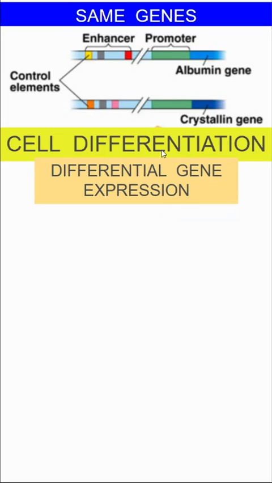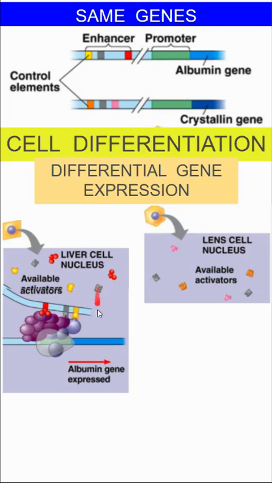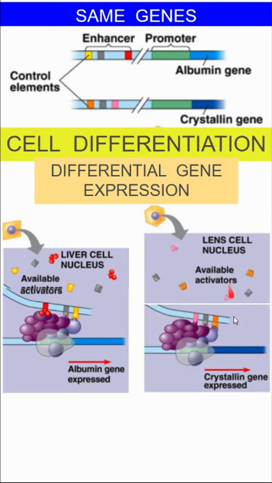So we can have epigenetic changes which turn off certain genes, but ultimately we can also have different gene expression because of available activators. So a liver cell is going to be very different than a lens cell. A liver cell will express albumin because it has the activators necessary to begin this transcription. A lens cell will transcribe crystalline but not albumin.